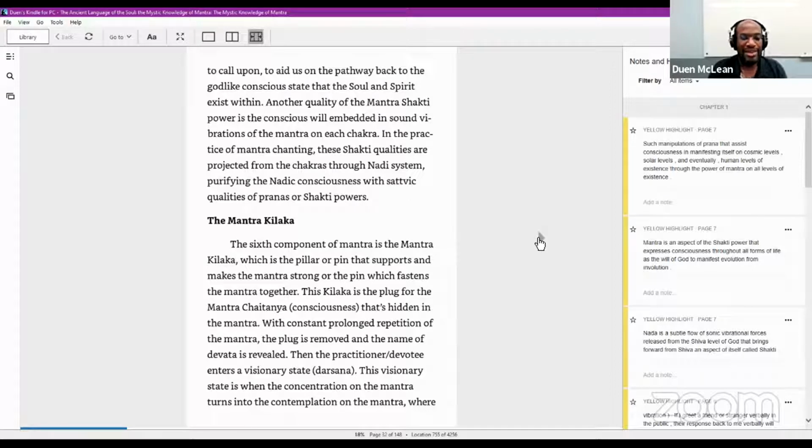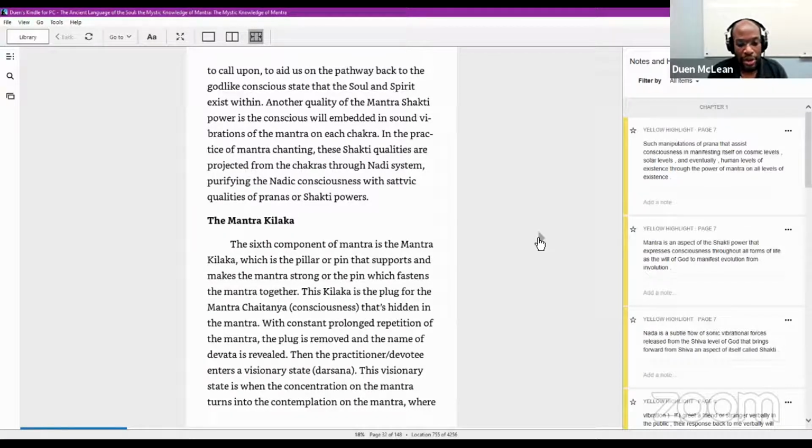The mantra Kilaka. The sixth component of mantra is the mantra Kilaka, which is the pillar or pin that supports and makes the mantra strong, or the pin which fastens the mantra together. This Kilaka is the plug for the mantra Chaitanya, consciousness, that's hidden in the mantra.